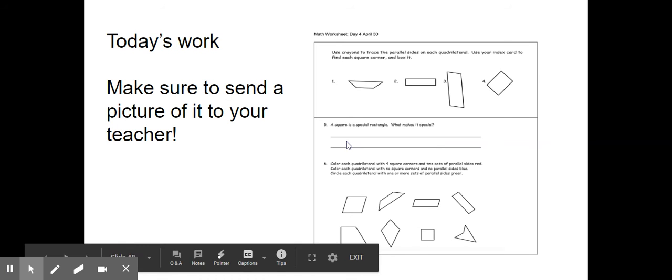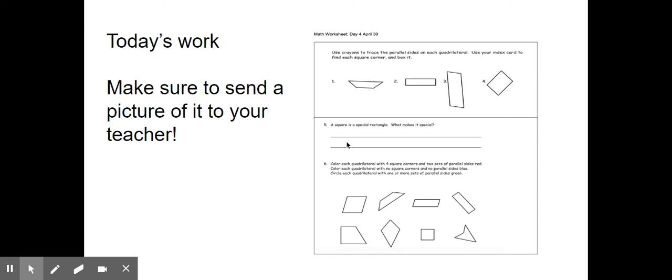Now you are ready to do today's packet work. Make sure to send a picture of it to your teacher. In your packet work, you are going to get to practice more with quadrilaterals, thinking about the sides and about the angles they have.